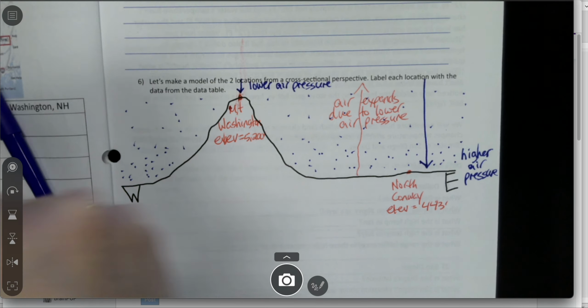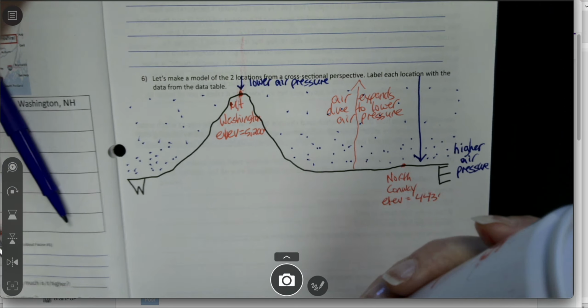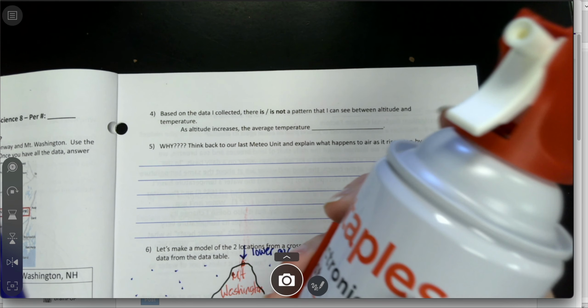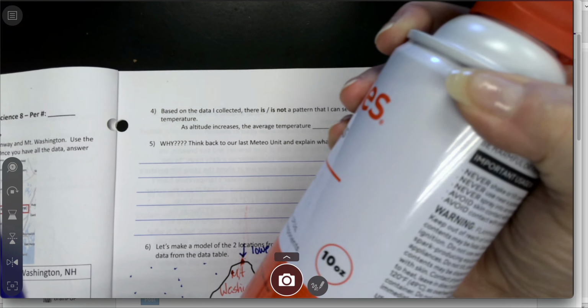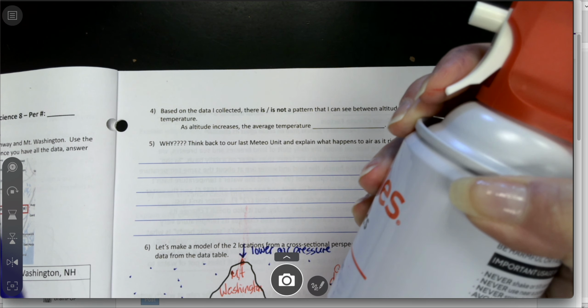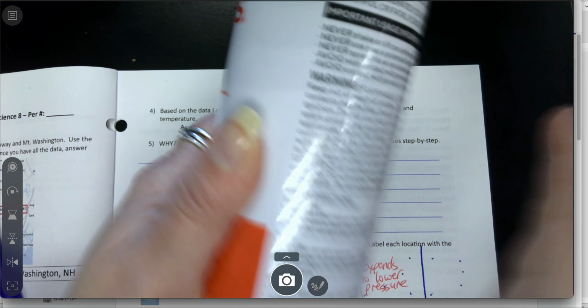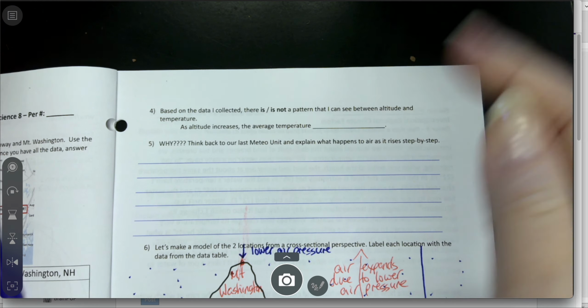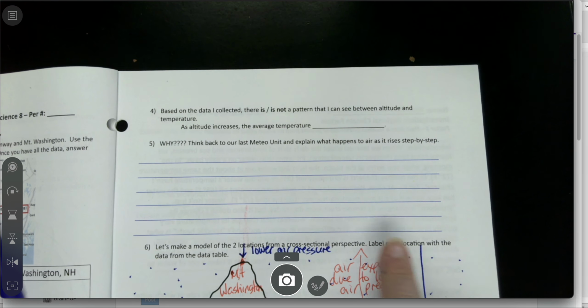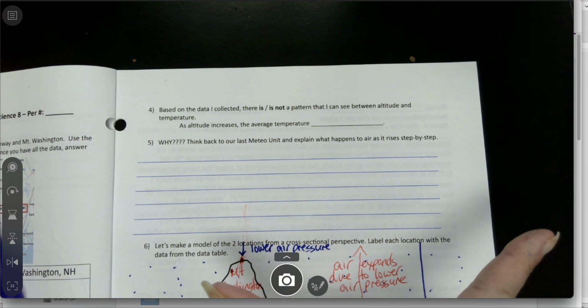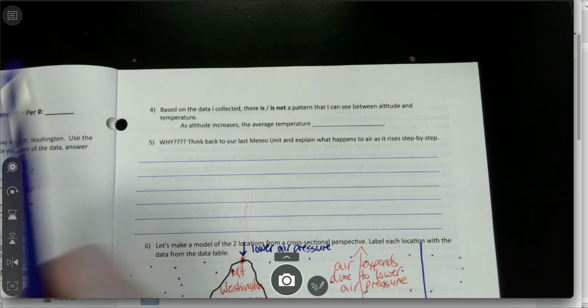And let's think back to the experiment that we did when we took the cans of air and we decreased the pressure inside the can. What happened to the temperature of the can? The can definitely got colder. So up here, where there's lower air pressure, if the air expands, what does it do?